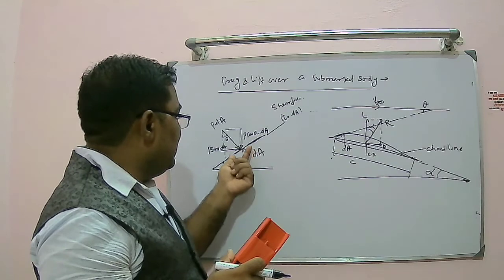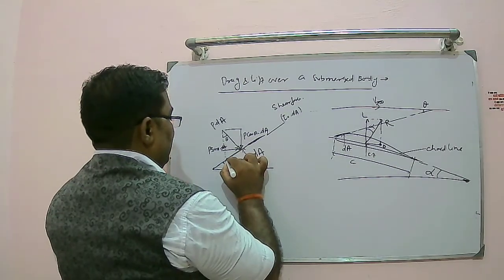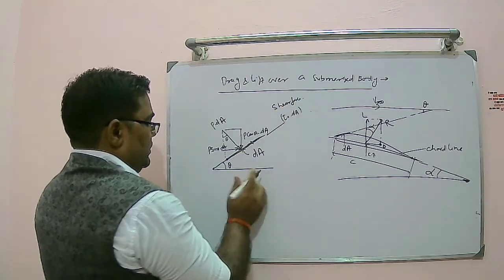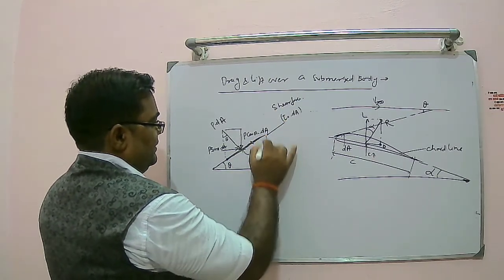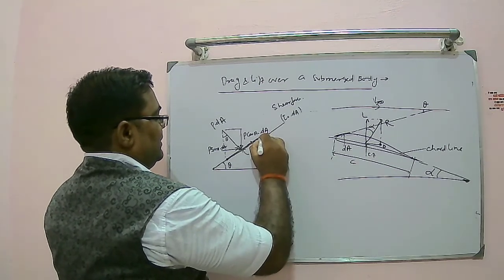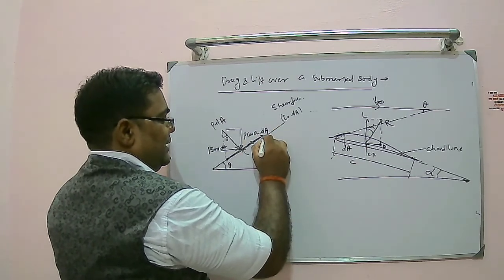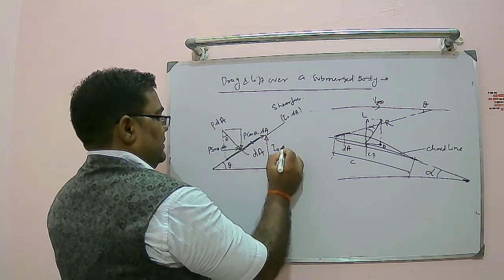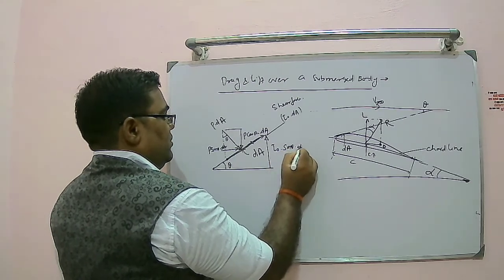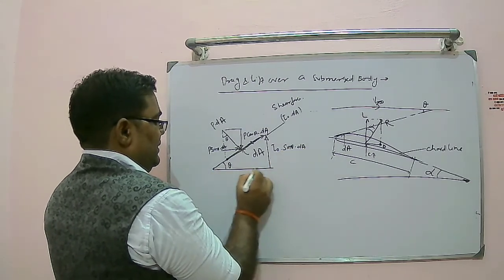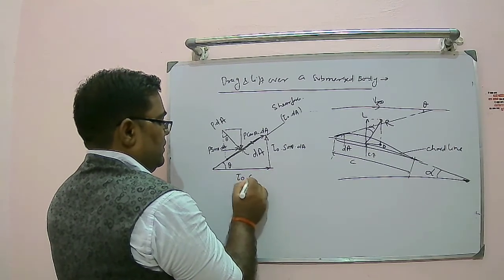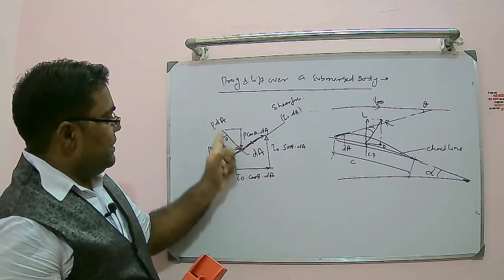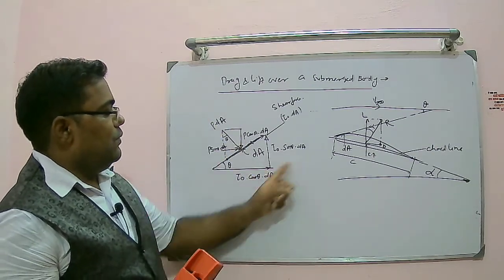dA is my elemental area which I have considered for the study, up to here. So now this is tau naught dA. If I draw a vertical from here, this is acting in this direction basically. So one component will be acting in this direction, that is tau naught sin theta into dA, and in this direction this force will be tau naught cos theta dA.